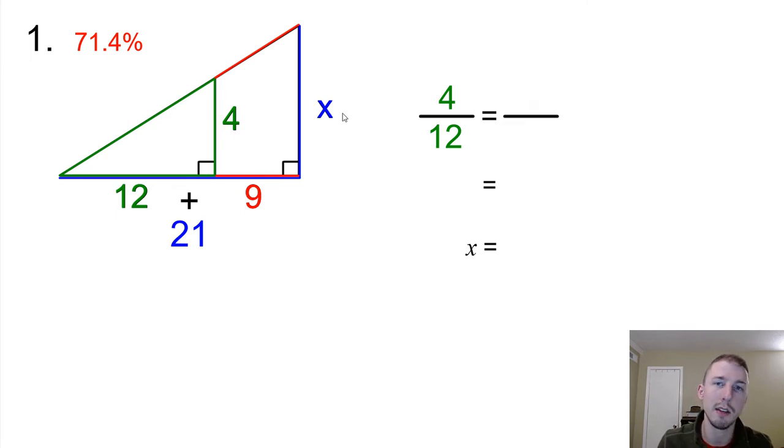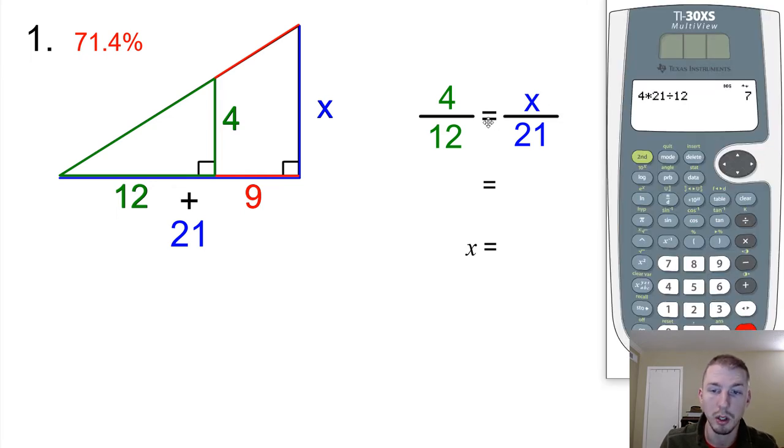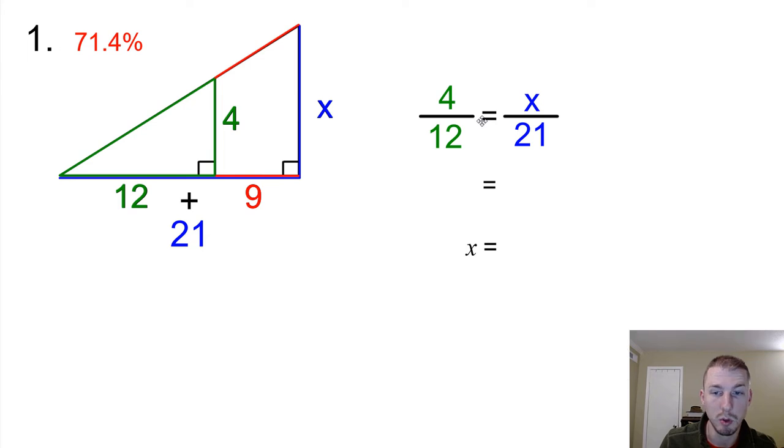So you could see that. If you don't see it, that's fine. Just finish setting up the proportion. So 4 goes to 12, just as on the big blue triangle, we have x goes to 21. Now, because x is by itself, you can just plug this straight in the calculator is what I would do. When I cross multiply, I'm going to end up with 12 times x is equal to 4 times 21, which is going to be 84.